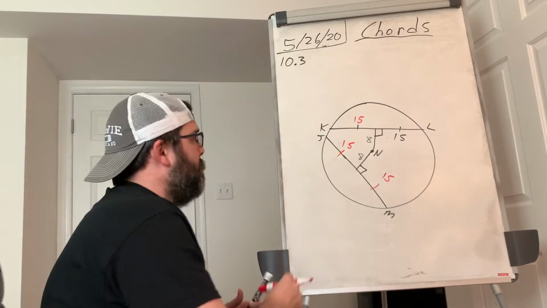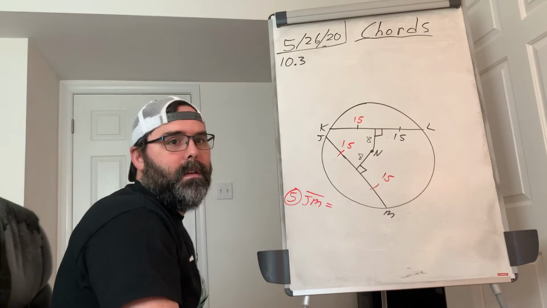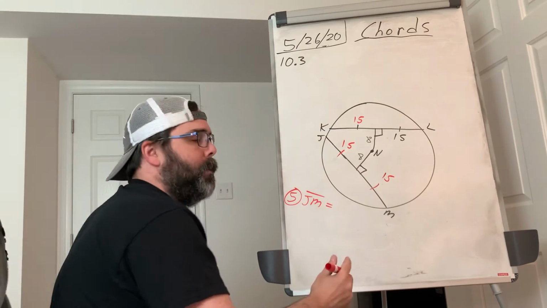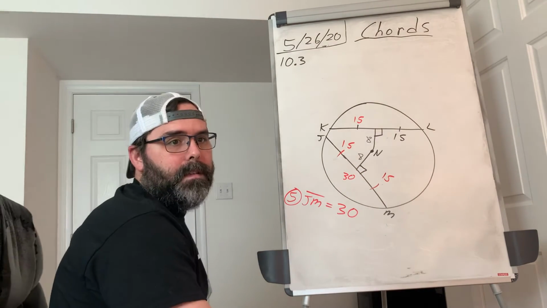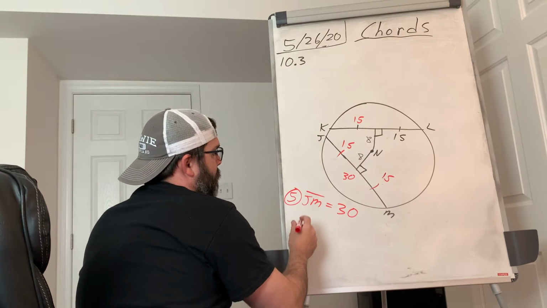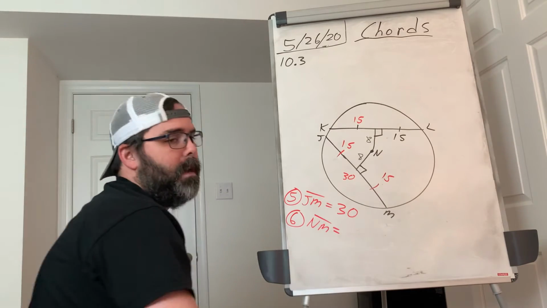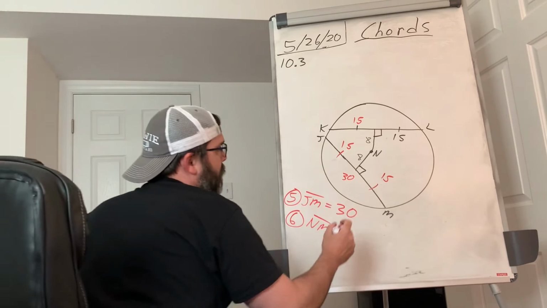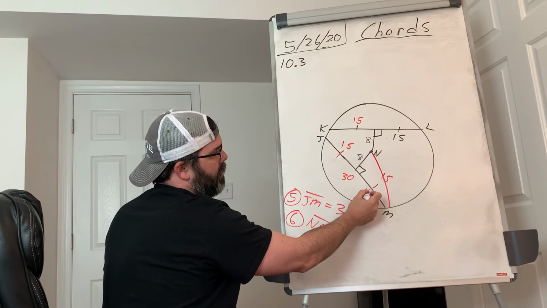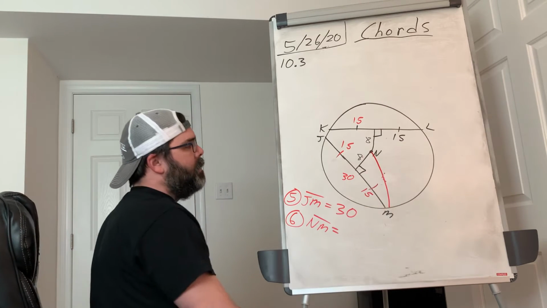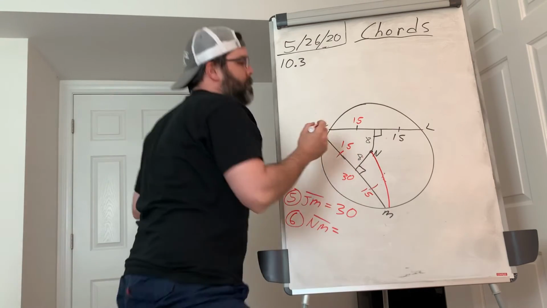Okay, so it says find JM, number 5. JM equals 30. 15 plus 15 is 30. And then it says find NM. Okay, so we're going to have to use Pythagorean theorem here. It's asking us to find the distance from here to here. We know that this is 8 and this is 15. So 8 squared plus 15 squared equals NM squared. So we'll just do a little bit of math.